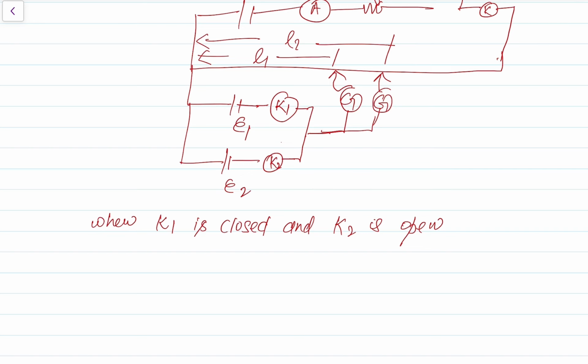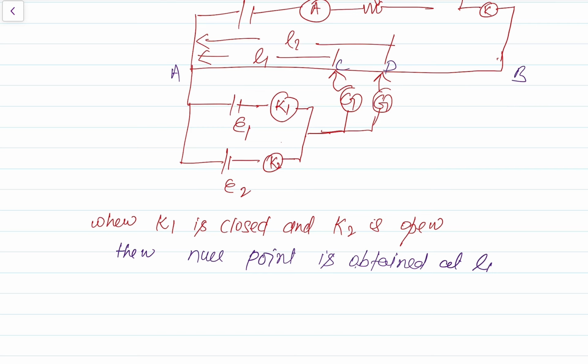So now when K1 is closed and K2 is open, then null point is obtained at L1. Now here A, here B, let's take this point as C and here D. So we can say that E1 is equal to K times L1.